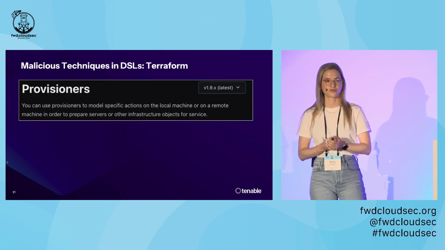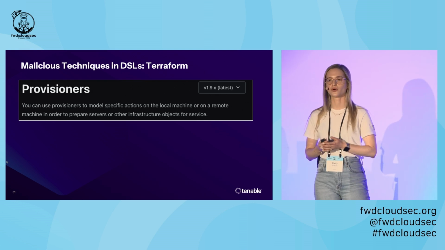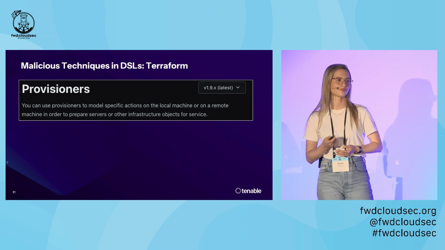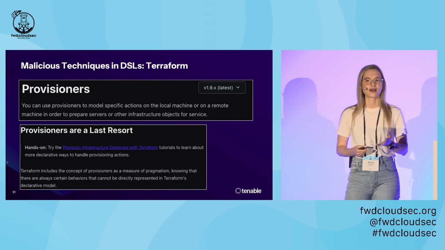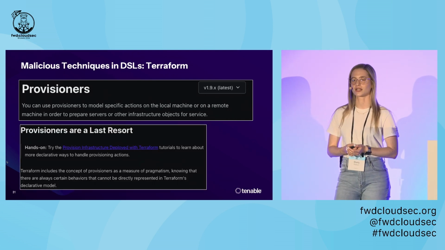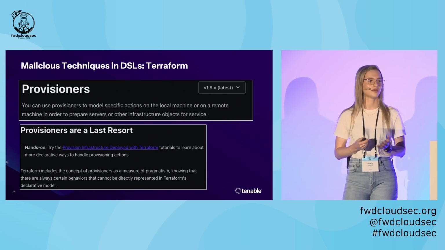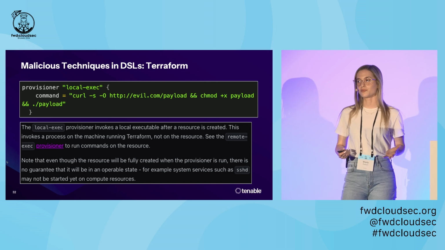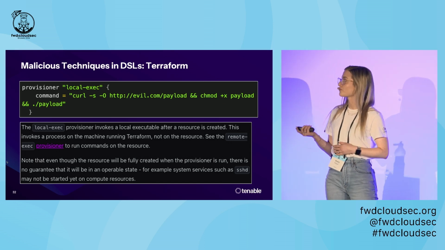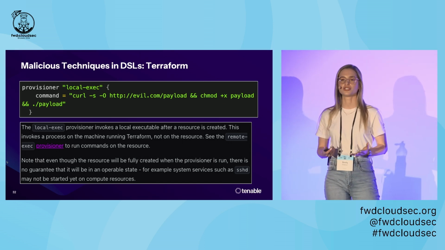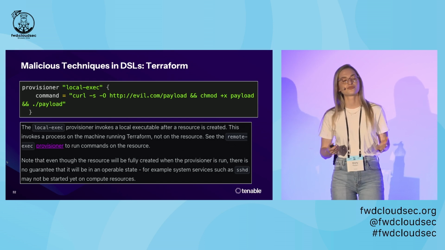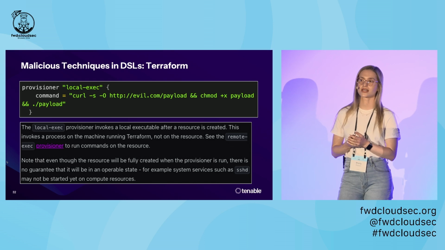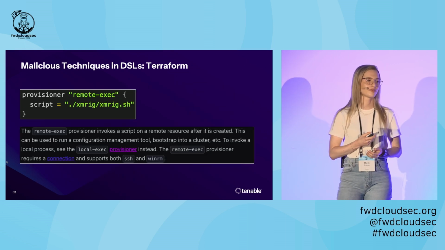Terraform also has provisioners, which allow you to run code on the machine running Terraform or the newly created infrastructure. And again, HashiCorp states in their documentation that provisioners should only be used as a last resort. For example, you could use the local-exec provisioner to run code on the machine running Terraform. You could fetch an external payload, grant it execution privileges, and finally execute it.